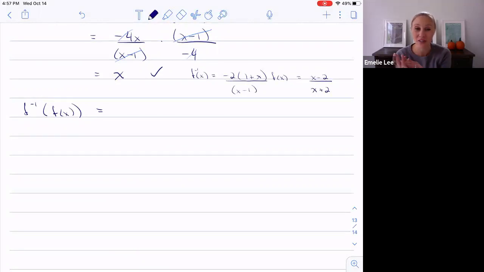Difference quotients aren't looking half bad now, huh? All this function composition. It's fun, we're making new functions.